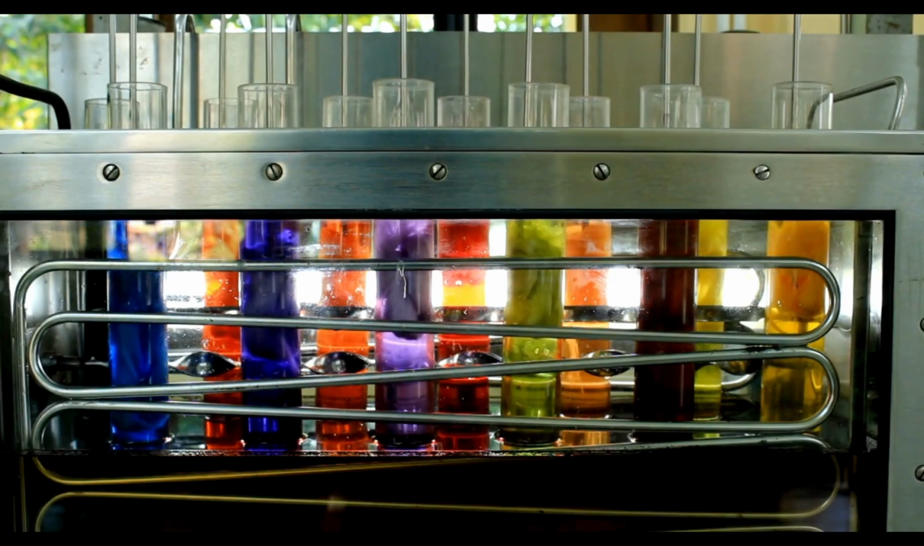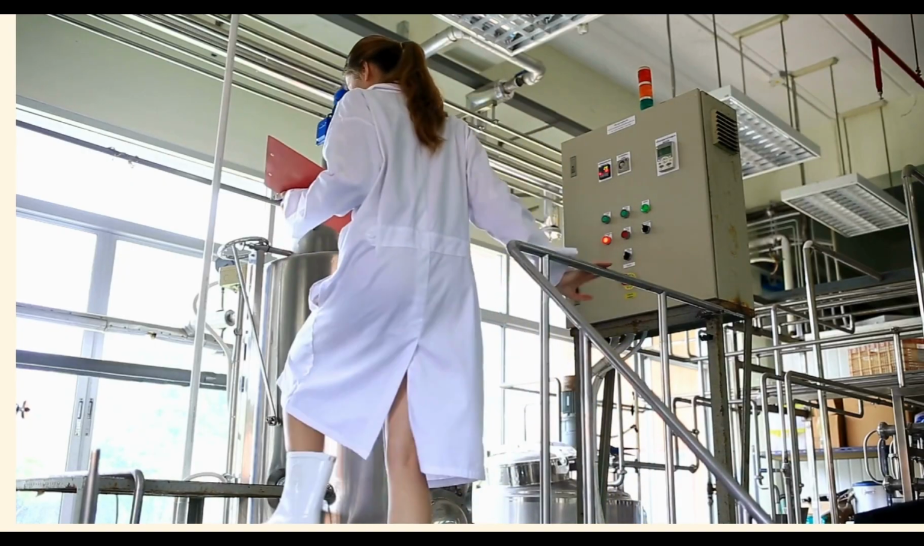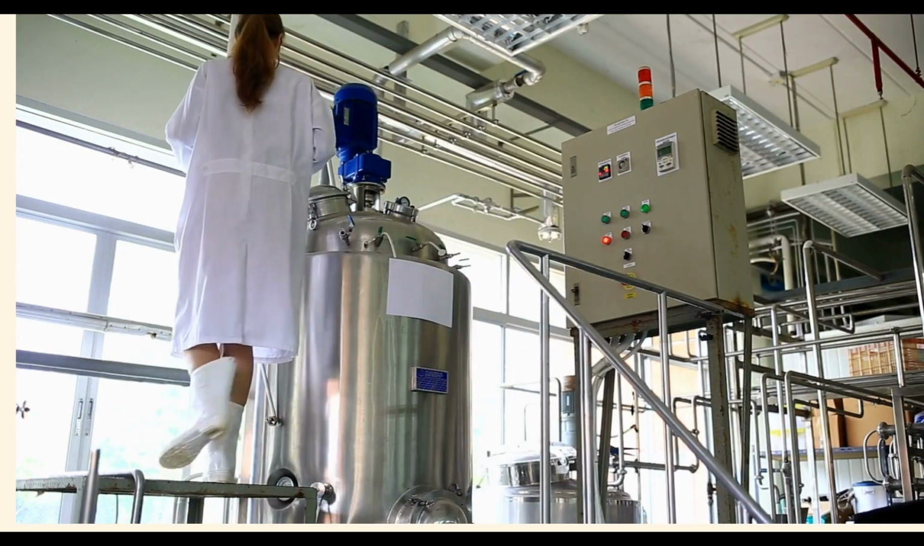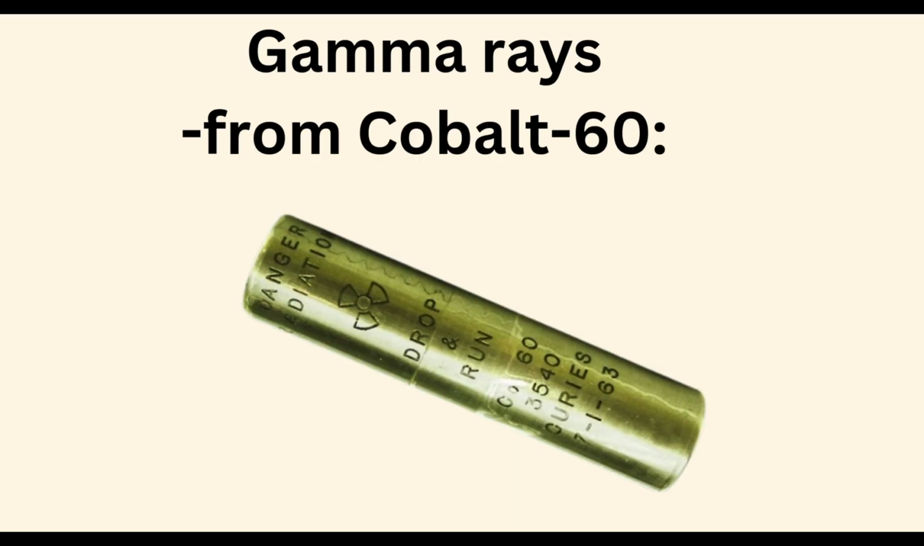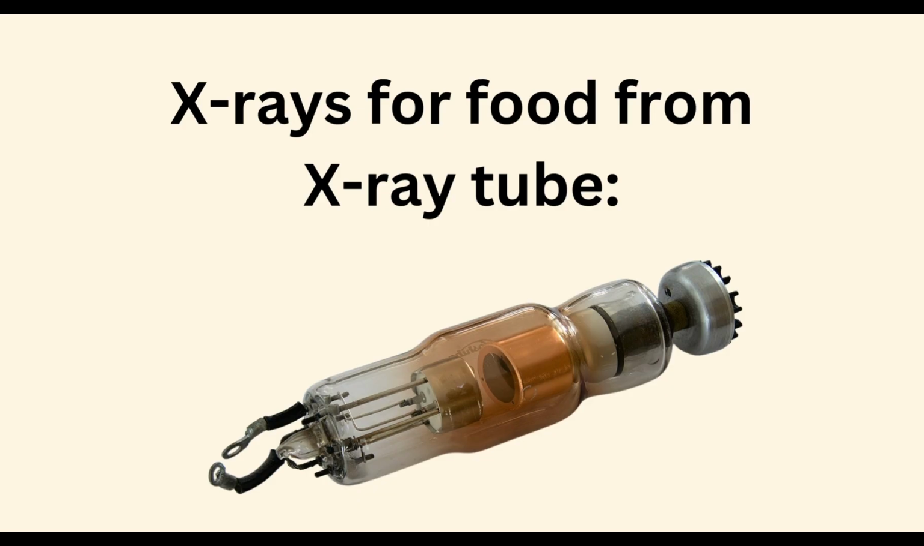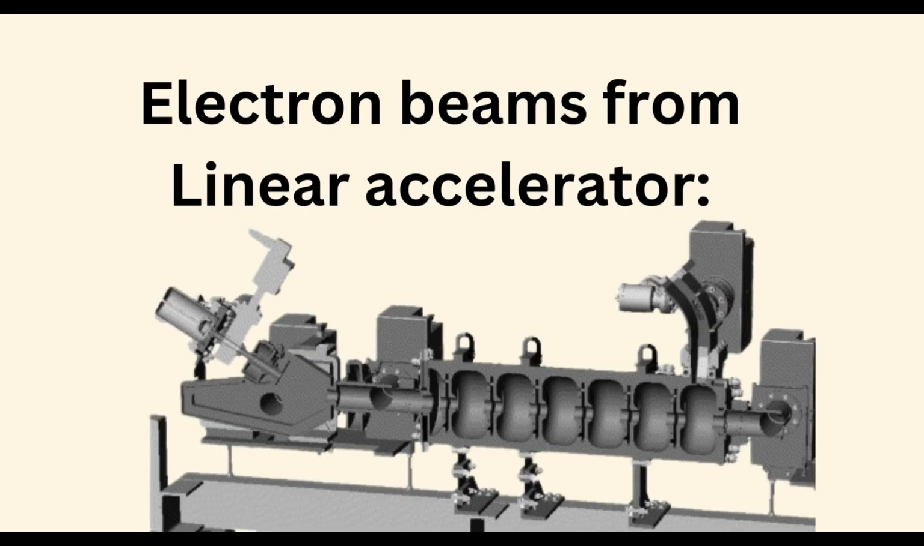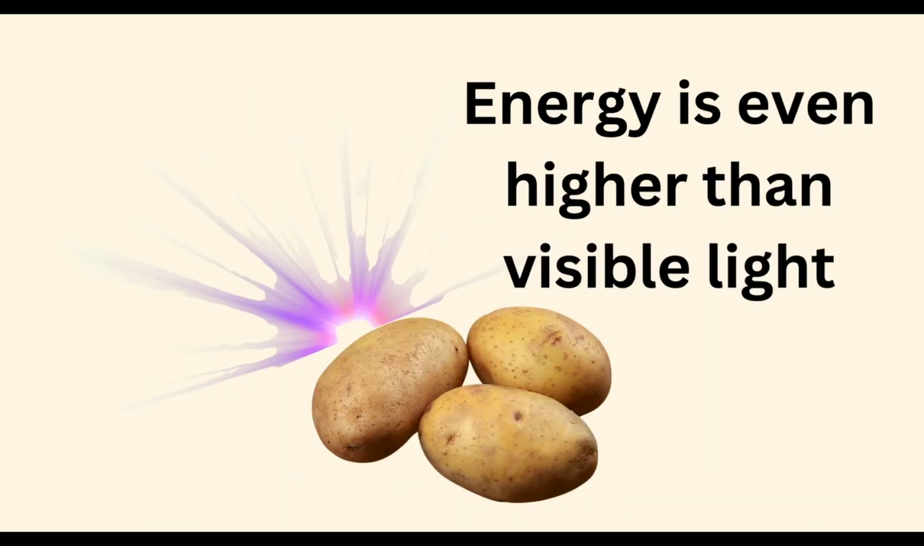Now that we know the types of waves and particles used, let's talk about how the machine works. When food goes through the irradiation machine, the machine produces gamma rays and electrons, which target the atoms and molecules inside the food. The machine produces gamma rays from cobalt-60, X-rays from an X-ray tube, and electron beams from a linear accelerator. These gamma rays and electrons hit the food and ionize the atoms inside of the food.